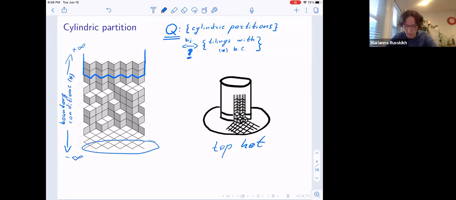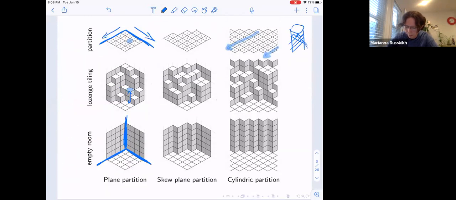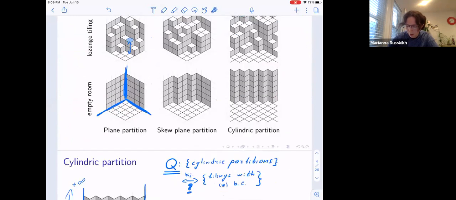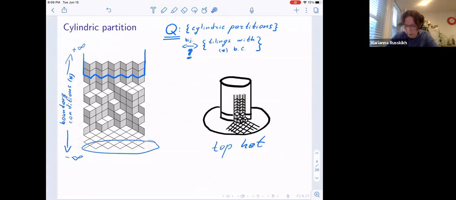Another way, we can also say that those are configurations which differ from the empty room configuration by a finite number of lozenges. And so the question is whether cylindric partitions are in bijection with tilings with these boundary conditions. And the answer is no. Before I explain why in the cylindric partition case we don't have this bijection, however, in a plane partition, everyone knows that this bijection works.